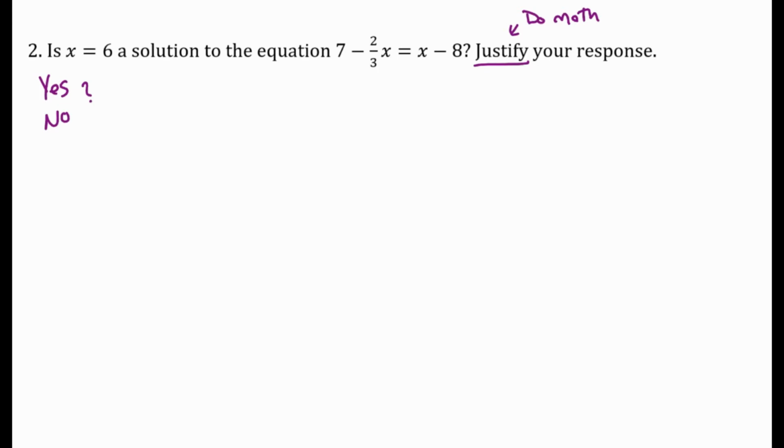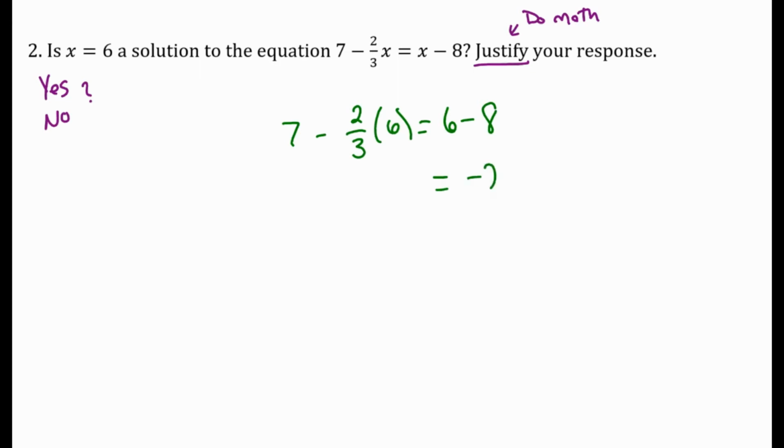So pause the video and see if x equals 6 is a solution by using that idea of substitution. If I plug in x equals 6, if I replace x with the value of 6, do I get a true statement? So pause the video and see what you get. So here's what I got after I plugged it in. I have 7 minus 2/3 times 6 equals 6 minus 8.